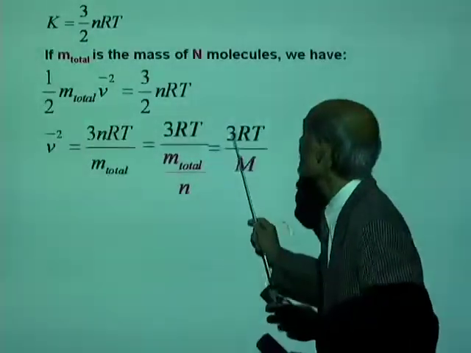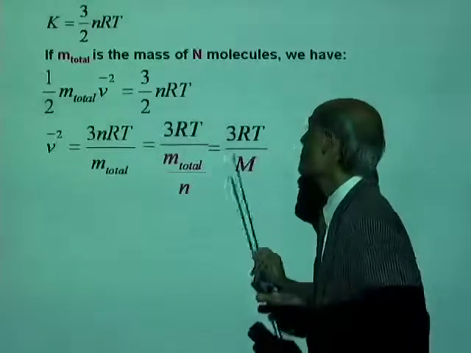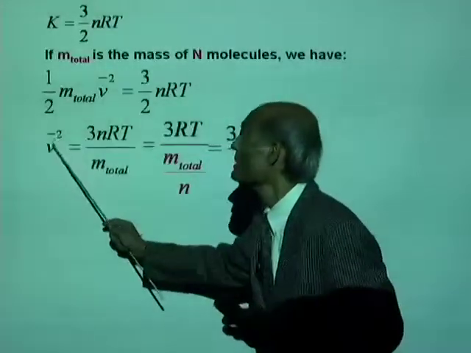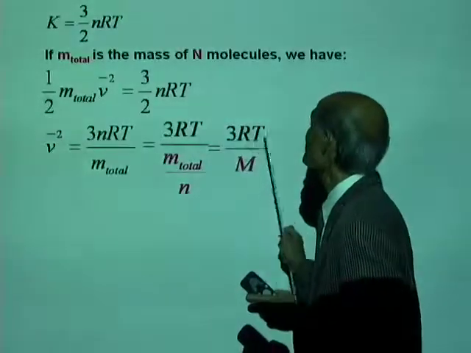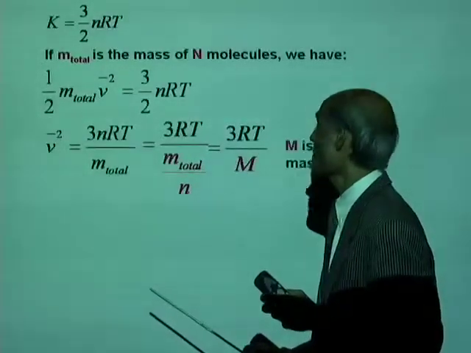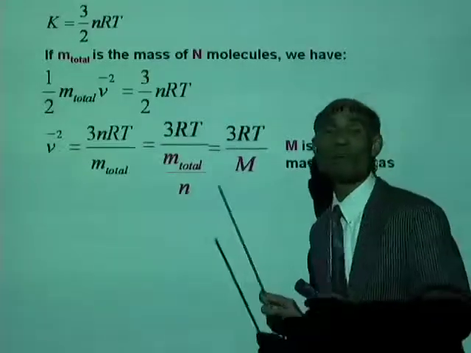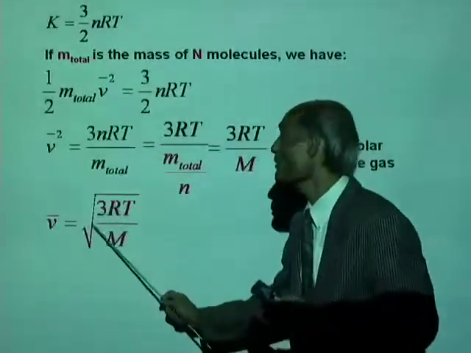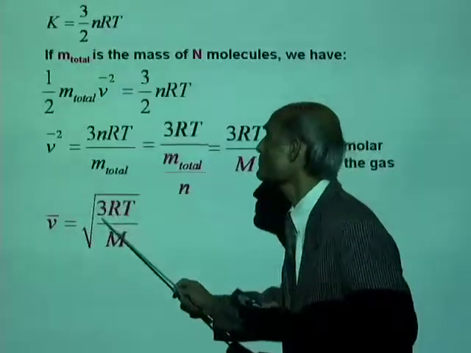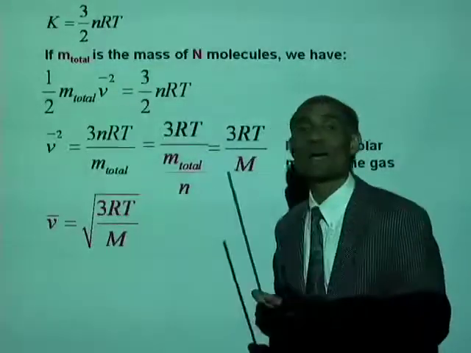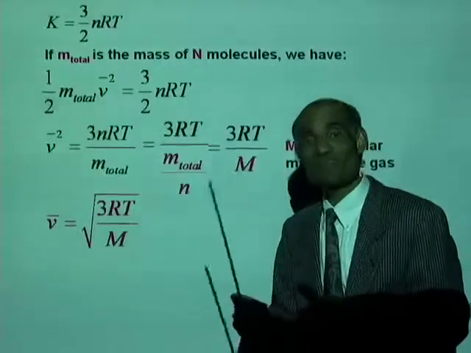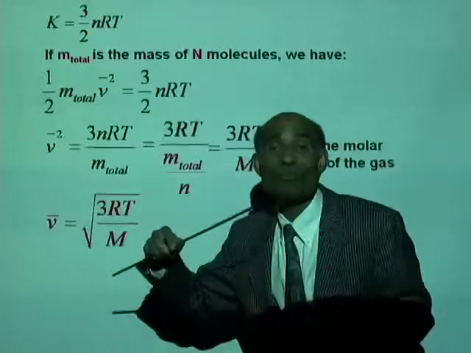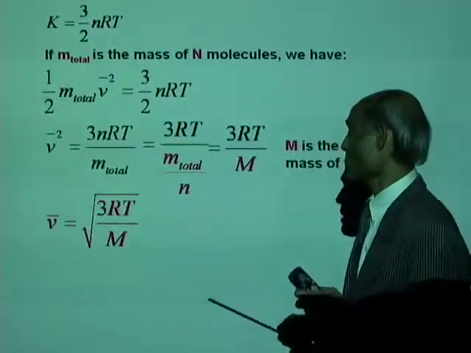So this will be 3RT divided by m, where m is the molar mass. V bar squared equals 3RT over m, where m is the molar mass. What is V bar therefore? V bar therefore is the square root of 3RT over m. Isn't that beautiful? We can calculate the mean velocity of a molecule.